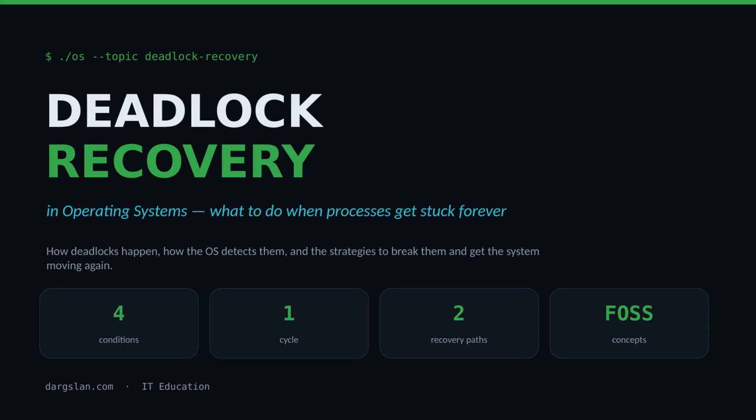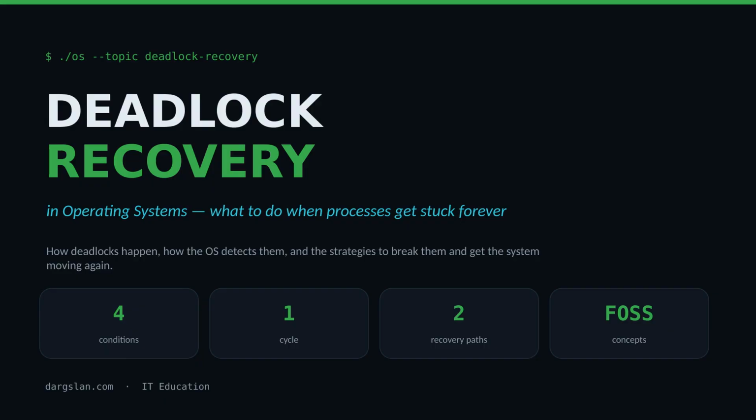Picture this, a handful of processes, each holding on to something the others need, and not one of them willing to let go. The whole system just freezes. That's a deadlock. And over the next few slides, we're going to unpack exactly how it happens, and more importantly, how the operating system breaks the stalemate.